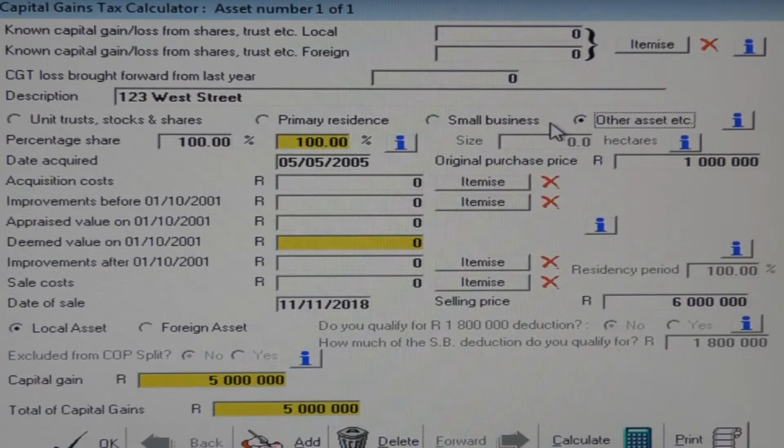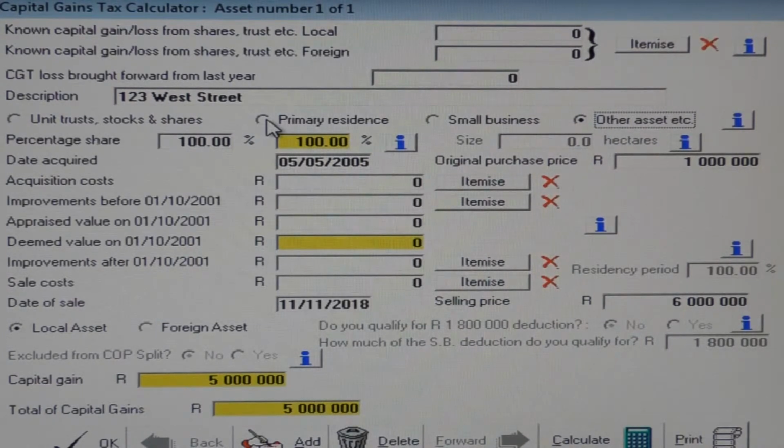Here we have another asset, and we see in this example that we bought this asset in 2005 for R1 million and sold it recently for R6 million. So our profit was R5 million. What if this had been a primary residence?